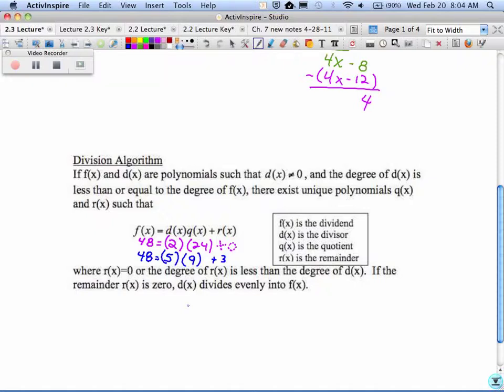The textbook at times, if you do your homework again, will ask you to write it in this form. They will say write it in the divisor, quotient, and remainder form. This is what we have up here.